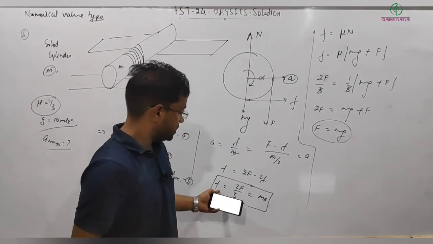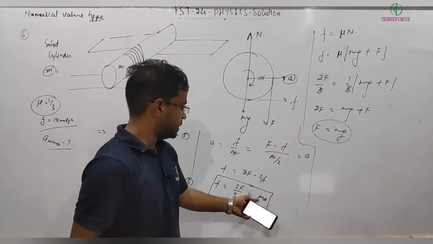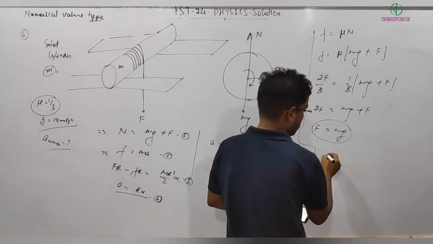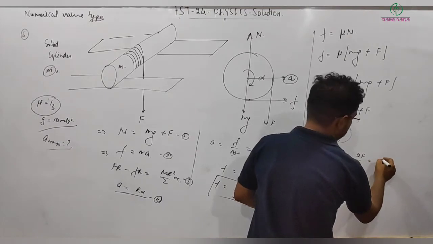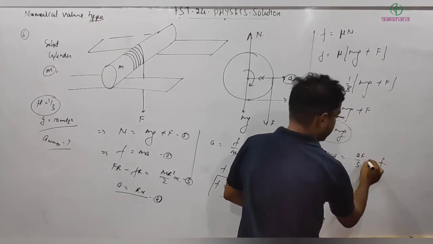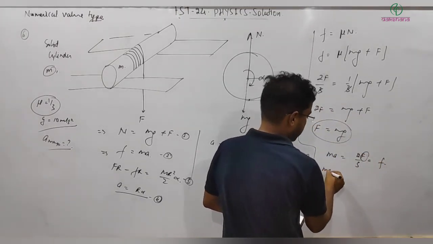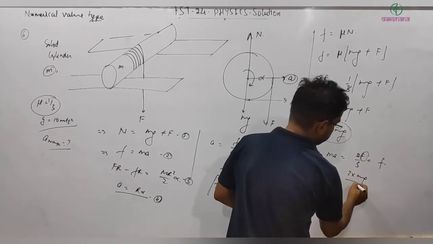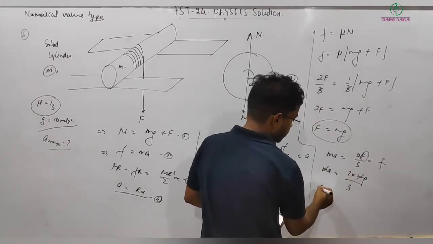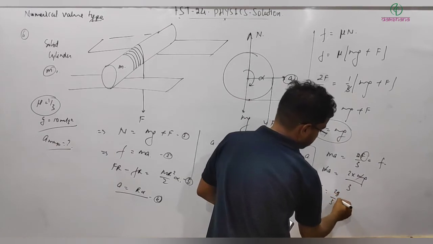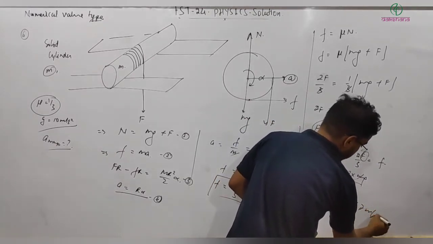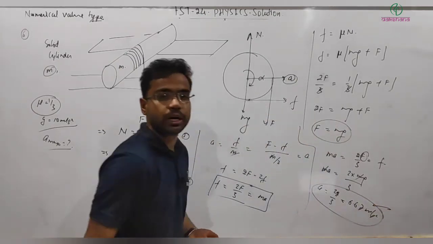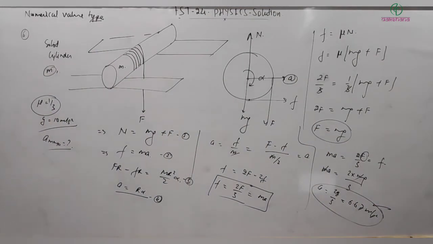Then I can substitute here, equal to ma. So ma is equal to 2F by 3, and F is equal to mg. So ma is equal to 2 into mg divided by 3. m gets cancelled, A is coming out to be 2g by 3, that is 6.67 meter per second square. This is the maximum acceleration of the cylinder for the not-sliding condition.